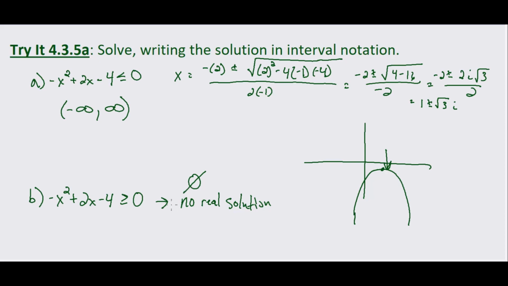So this is an example of when graphing would actually give us a definite solution, when we don't have to find the x-intercepts. We just recognize, oh, it's all either true or all false, depending on which direction the inequality is.